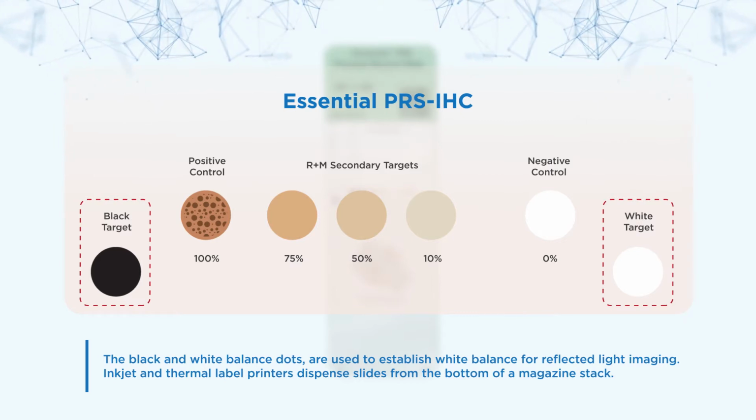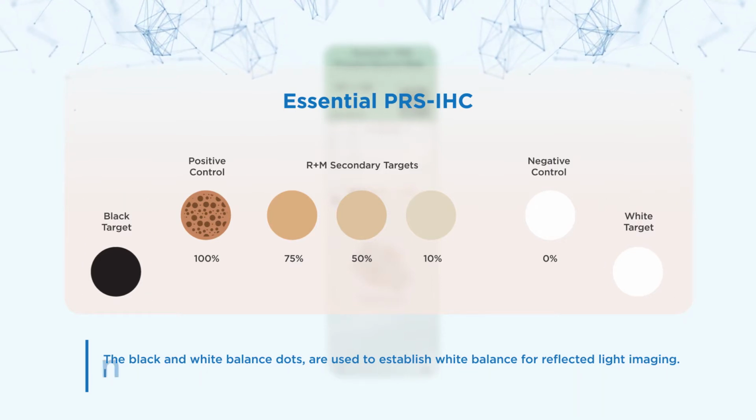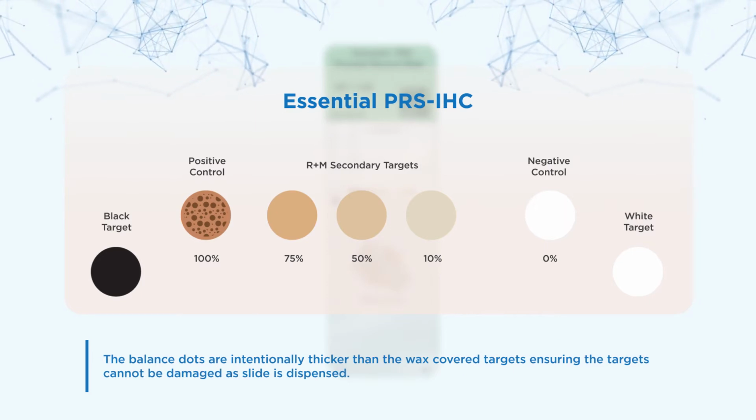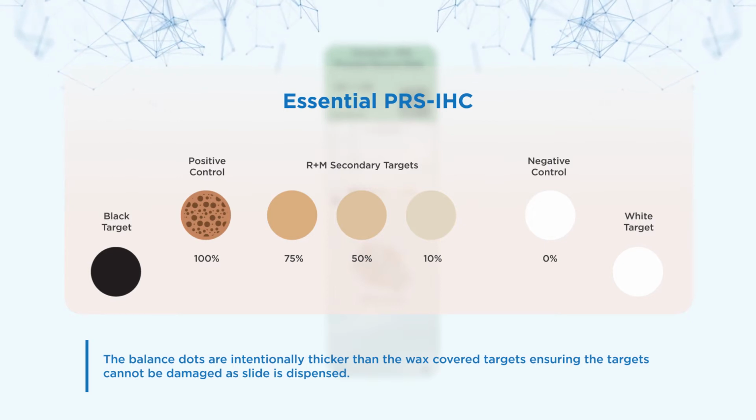Inkjet and thermal label printers dispense slides from the bottom of a magazine stack. The balance dots are intentionally thicker than the wax-covered targets, ensuring the targets cannot be damaged as the slide is dispensed.